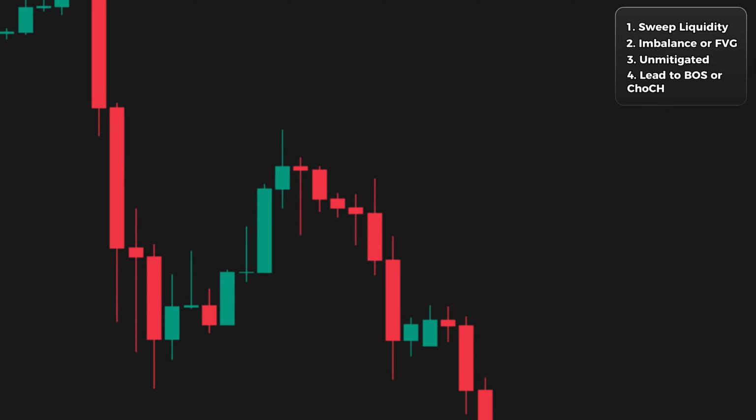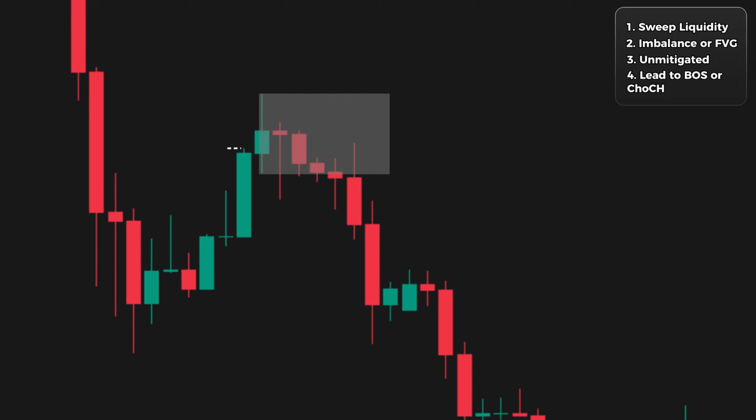Examining the second order block, we see that the bullish candle sweeps liquidity from the previous candle's high. It also gets tested and is followed by a clear break of structure to the downside. However, due to the absence of a fair value gap after the order block, it fails to meet the full set of validation criteria. As a result, this is considered an invalid order block.